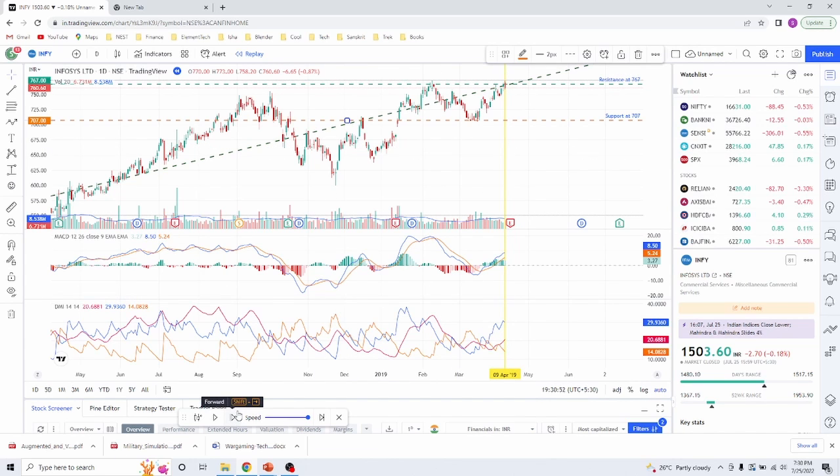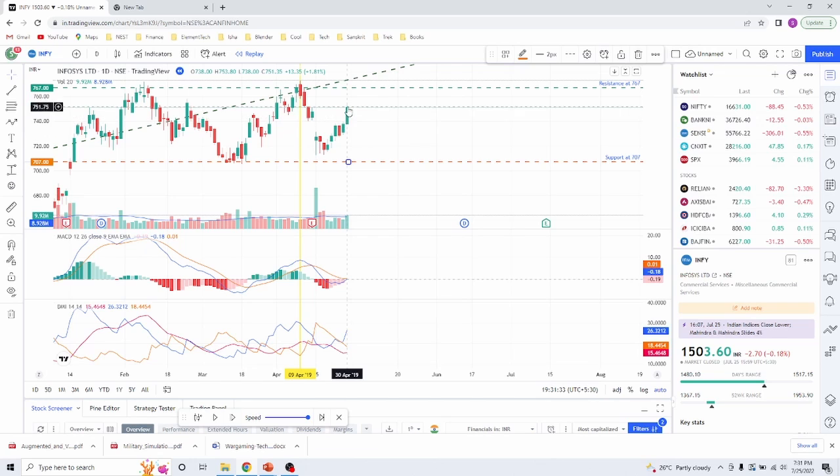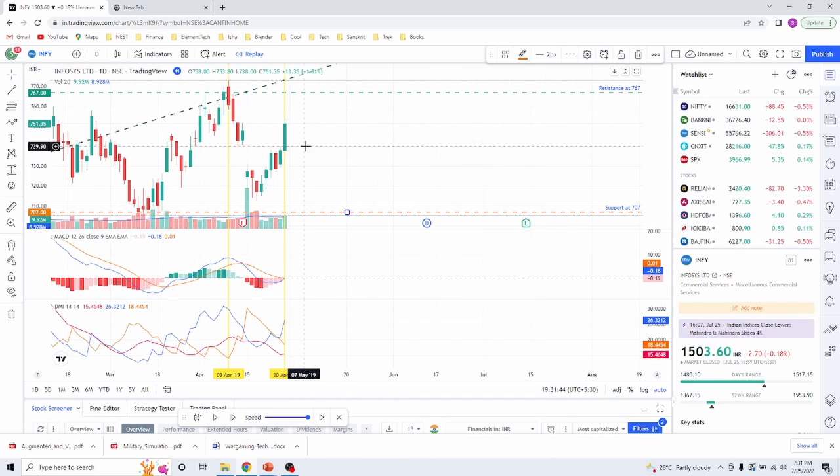So let's start that. Okay, so here we got a good candle with a good body as well as above average volume. So this is 30th April 2019. So here we can go for a buy. So I will hit Alt B to mark this. Basically it closed at 751.35. So I'll buy it at 752.